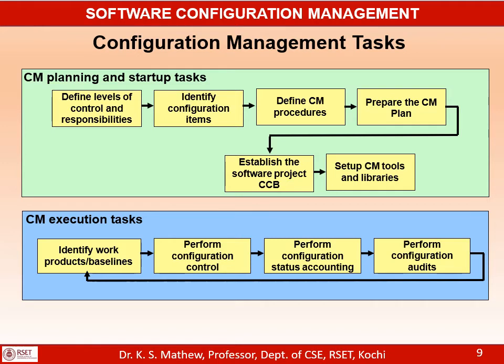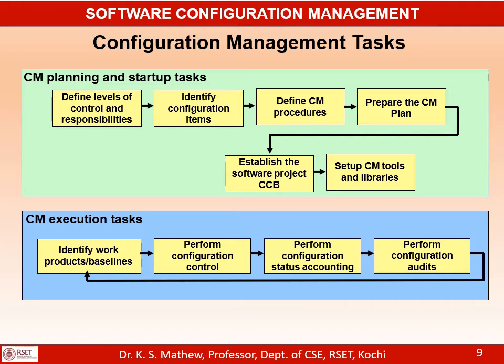Once you plan configuration management activities, they will be executed as part of project execution by the CMIC. And what are the execution activities? Identify work products and baselines. As part of execution, work products will be delivered in each phase of the project, which will go through the review and approval process and the baselining process. So baselines will be generated once a work product is reviewed and approved.